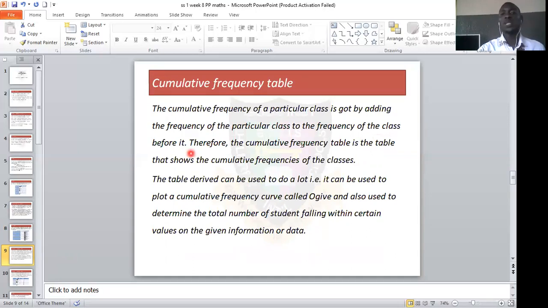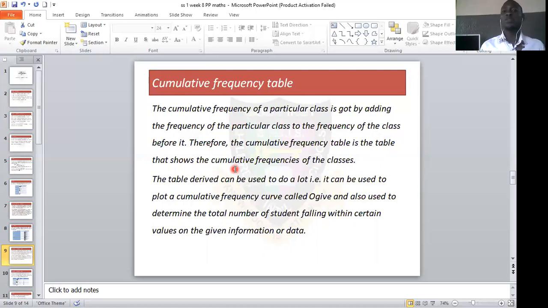Therefore, the cumulative frequency table is the table that shows the cumulative frequencies of the classes. When you say cumulative, that is the total sum, the addition of all the frequencies. The last number of the cumulative frequency gives the total number of all the frequencies. Like in the previous example, we have 50 students, so the number of frequencies is 50. So the last cumulative frequency must be equal to 50.